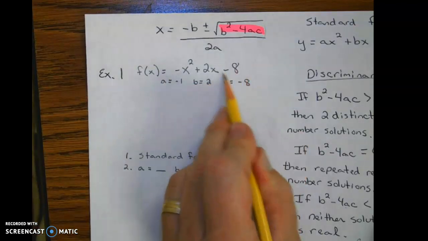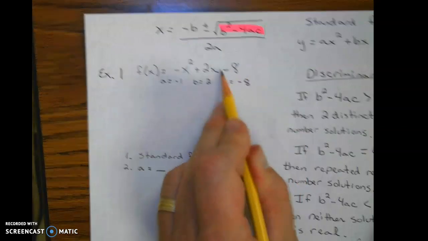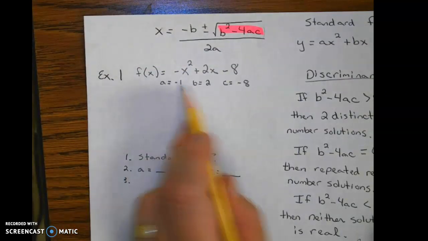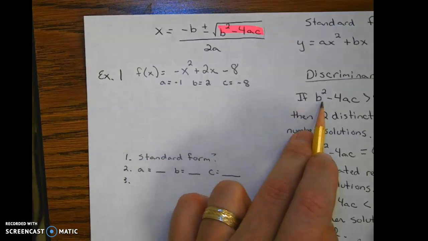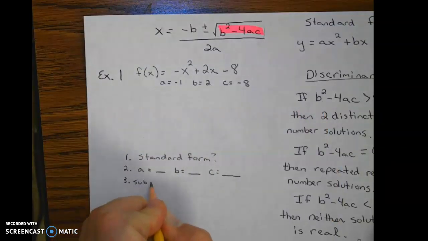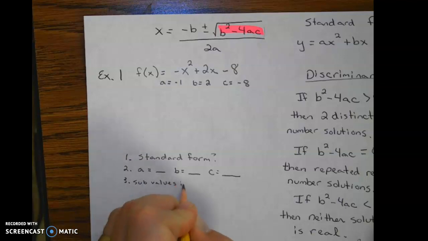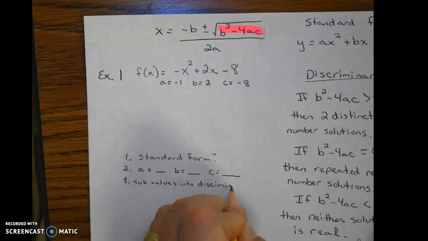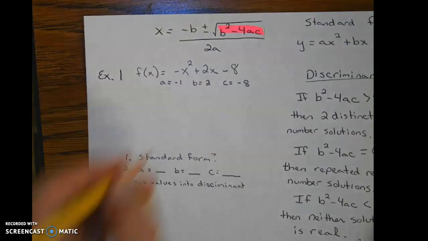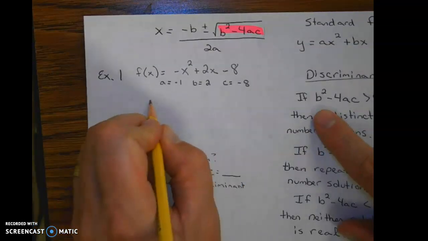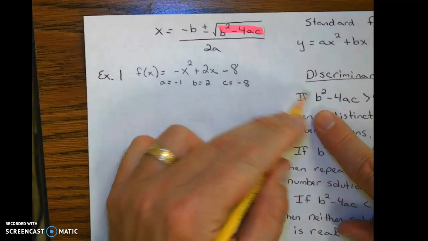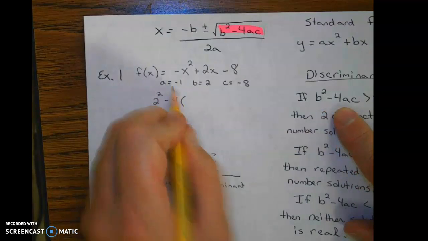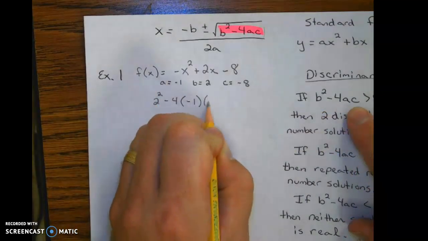Recall the key feature here, our y-intercept, (0, -8). Third, we're going to go ahead and substitute those values into the discriminant. Sub values into discriminant. So we have, plugging 2 into B, 2 squared minus 4 times A, which is -1, times C, which is -8.